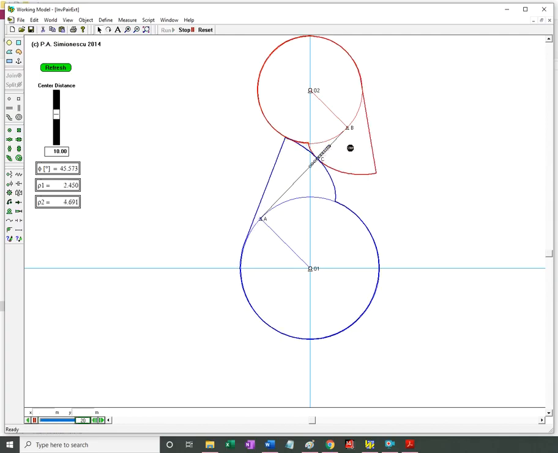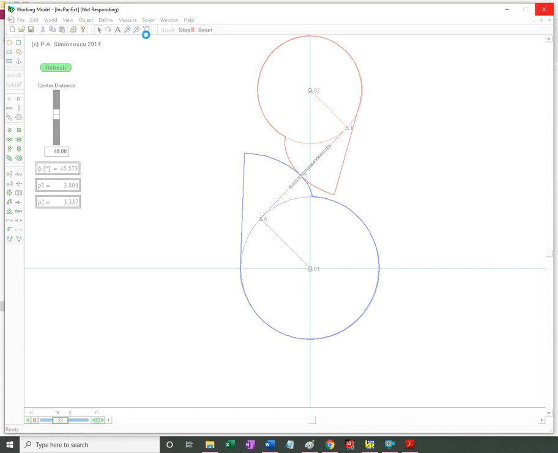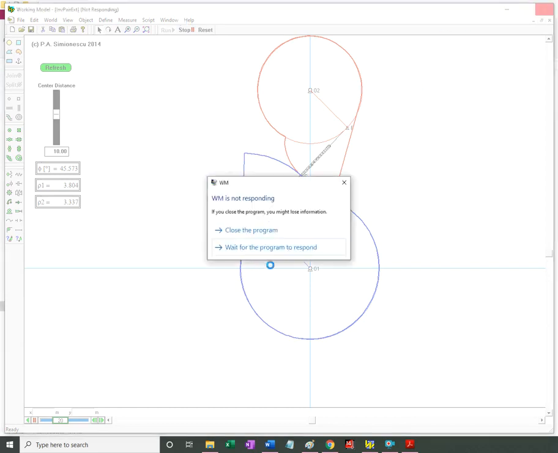As shown right now, the locus of point C is on a line, the common tangent between the two base circles. However, I don't know why it's so slow. Maybe because it's running the recording. I said stop, and the working model is not responding. All right, that's okay. Close the program.